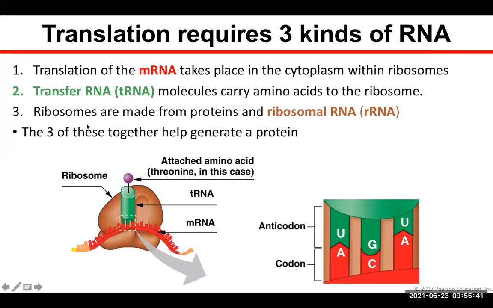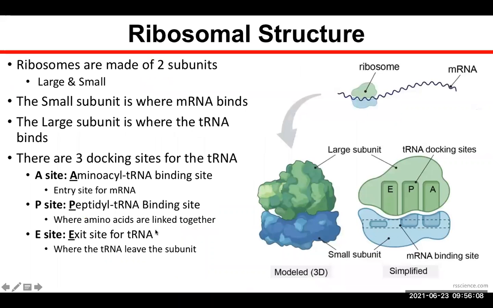And then the final kind of RNA that you need to synthesize your protein is ribosomal RNA. These ribosomal RNAs are going to facilitate the binding of the mRNA to the actual ribosomal unit, and also play a role in creating polypeptides when the messenger RNA is actually being translated.